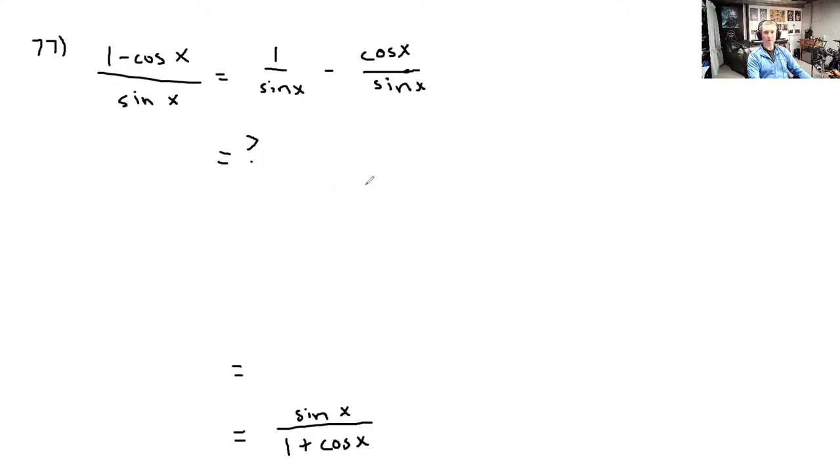Okay, so let's see if we can solve this one. Although this may seem like a bad idea, it might be. Let's multiply the top and bottom of this bottom guy by, what do you think? 1 minus cosine squared? Or 1 minus cosine? I noticed there's a 1 minus cosine up here, so I'm thinking there's going to be something like that. So let's multiply the top and bottom by this.